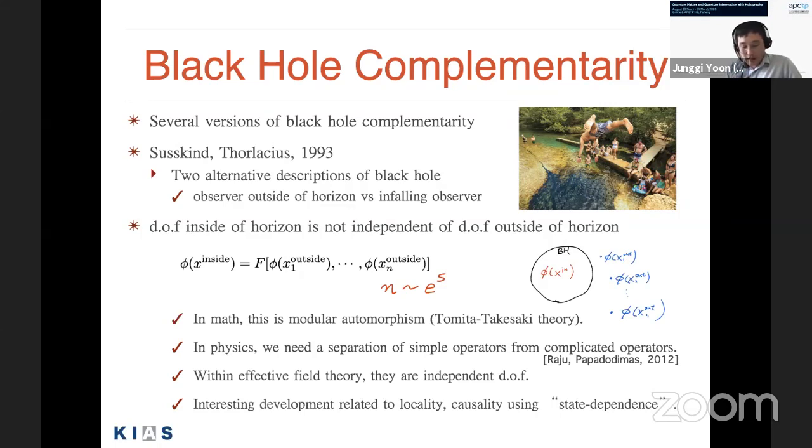After that, many people developed their own black hole complementarity definitions, and one of the interesting definitions is that the degrees of freedom inside of the horizon, or you can say the bulk field inside of the horizon, are not independent of the degrees of freedom outside of the horizon. Schematically speaking, the bulk field inside of the horizon is actually a very complicated function of the bulk field outside of the horizon. Of course, this cannot be a simple function, but the number of fields in this function would be exponentially large, e to the S.